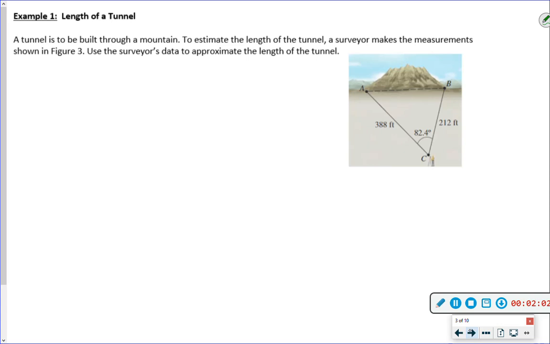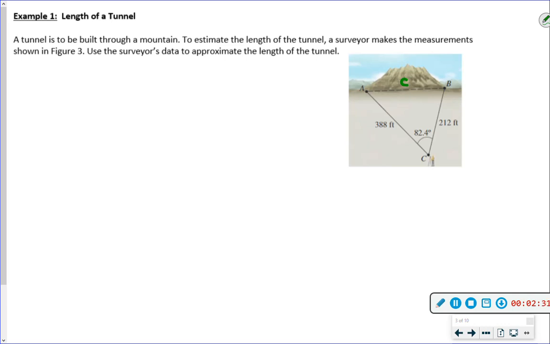Okay, a tunnel is to be built through a mountain. To estimate the length of the tunnel, a surveyor makes the measurements shown in figure 3, which is to the right there. Use the surveyor's data to approximate the length of the tunnel. Now, I know they don't copy the best sometimes, the pictures, but you are finding the length of the tunnel from A across to B. Just for dramatic emphasis, I want the side across from angle C, so I'm going to label it little c. That's a very tiny little c up there. That's what I'm trying to find.